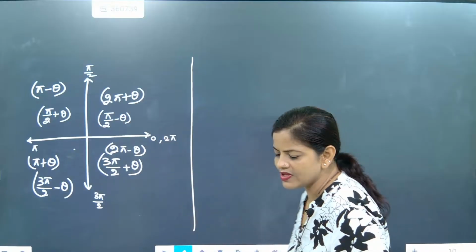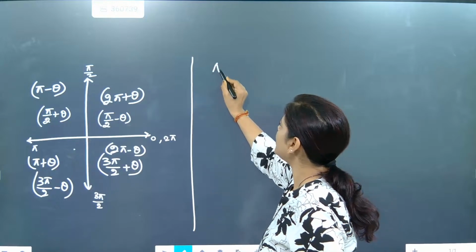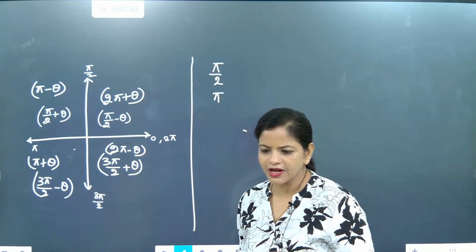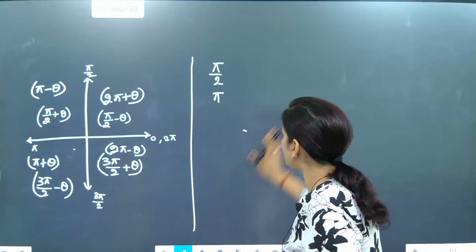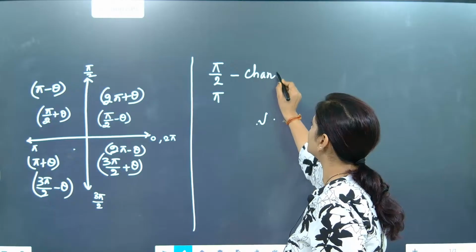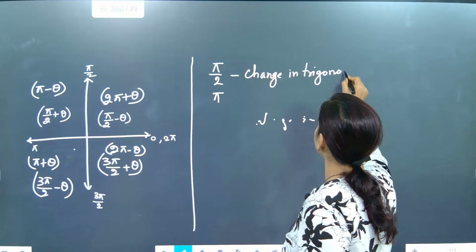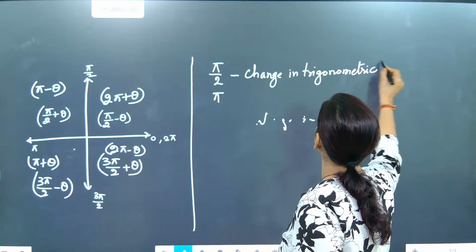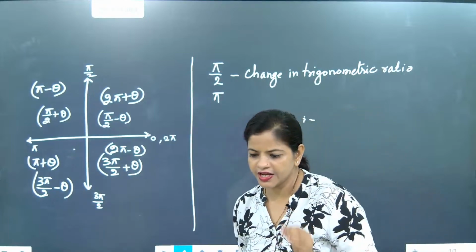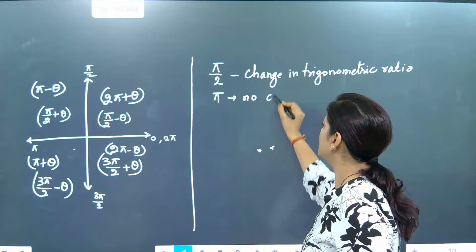Now let's see only one simple thing, pi by 2 odd multiple and even multiple. If pi by 2 multiples are coming, pi by 2 odd multiple, even multiple. Okay, so all odd multiple, only one word, say change in trigonometric ratio. When odd multiple will be there, change in trigonometric ratio will be there. When even multiple will be there, just say no change.